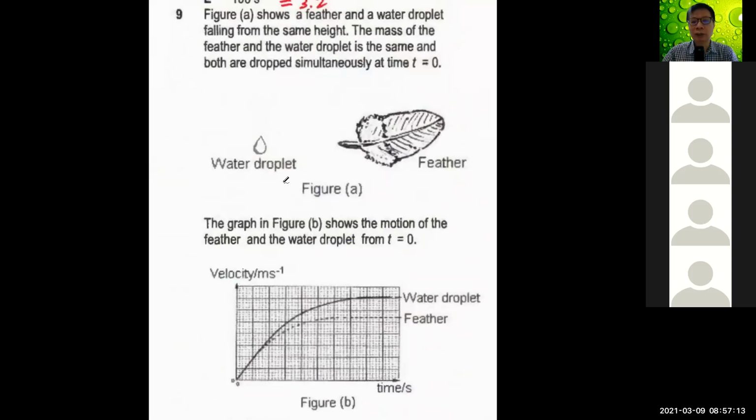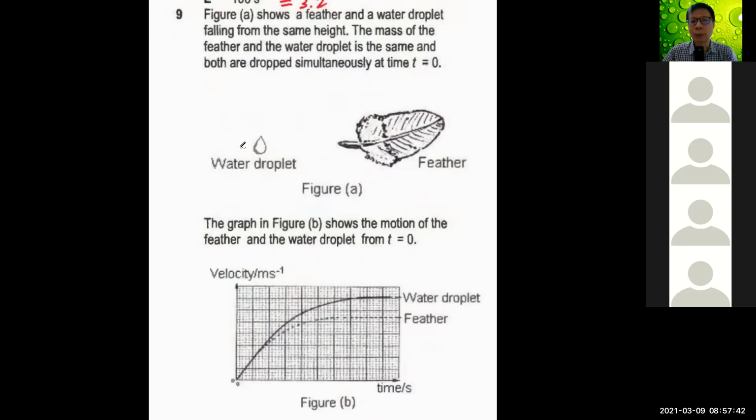Figure A. So got two figures here. A is here, it shows a feather. This is a feather, very light, with a large surface area. Water droplets is here, falling from the same height. The mass of the feather and the water droplets is the same, meaning that in terms of mass there is no difference. The only difference is the surface area. This one big, this one smaller.